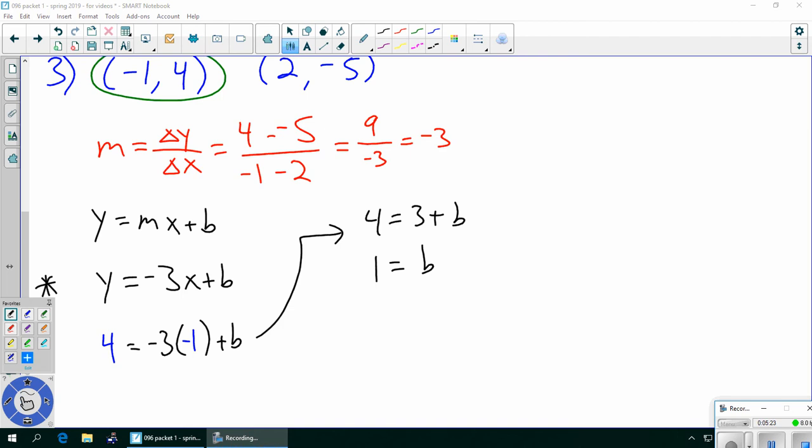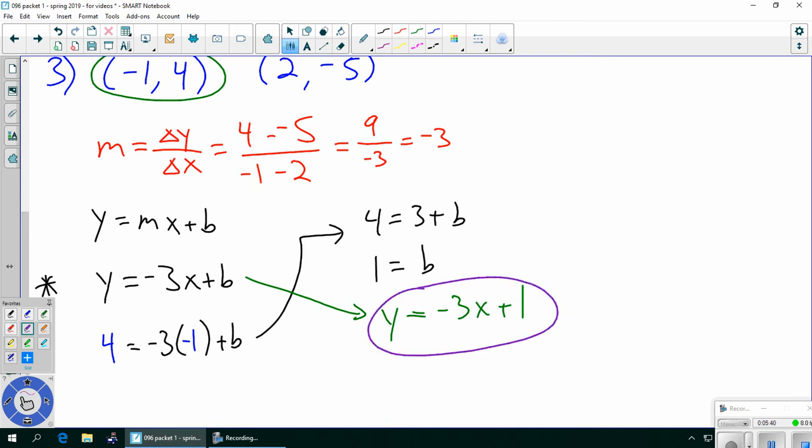And then we go to the starred equation. We recopy it, except we make the one small change. Instead of plus b, we put what the actual value is. So we just found b is 1. So in this case, it's negative 3x plus 1. That's it. That's the equation of the line that goes through the points negative 1, 4 and 2, negative 5. Y equals negative 3x plus 1.